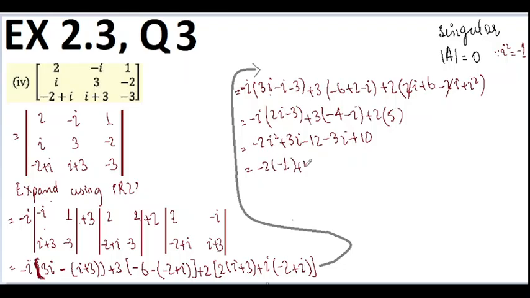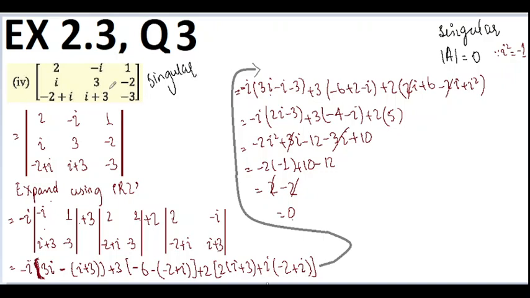Then this plus 10 and minus 12. And then plus 3 iota and minus 3 iota are cancelled. And we get 2 plus 10 minus 12 gives us minus 2, so we are going to remove it, and we get minus 2, which are cancelled, and we get 0. And whenever the answer is 0, we know that the matrix is singular.